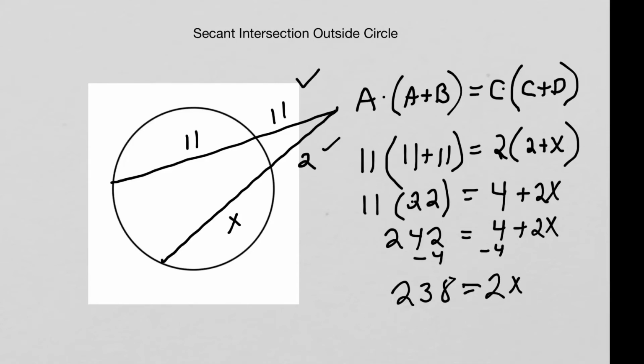We're going back to algebra from the beginning of the year. I want to get x by itself, so I divide both sides by 2. 238 divided by 2 gives me 119. So x equals 119.